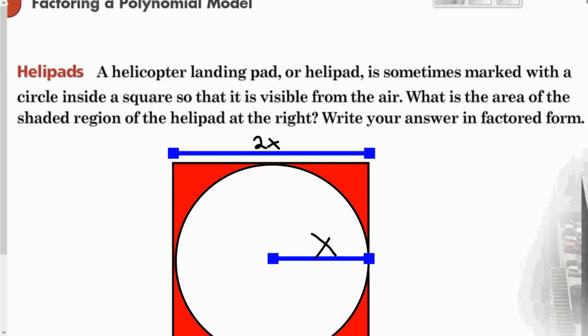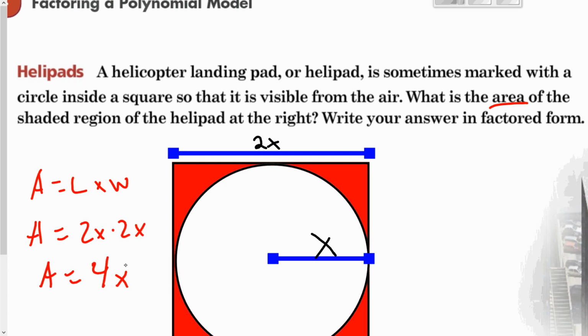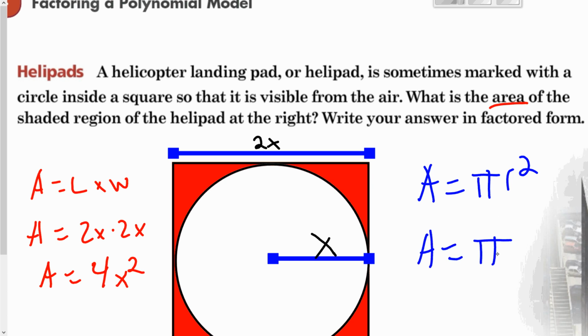Area is the key word here. So if we're trying to find area, well, area of a square is length times width. And since it's a square, both sides are the same, right? So area for the square would be 2x times 2x. Isn't that 4x squared? And then the circle, area for a circle is pi r squared. And the radius is x. So this area would be pi x squared.